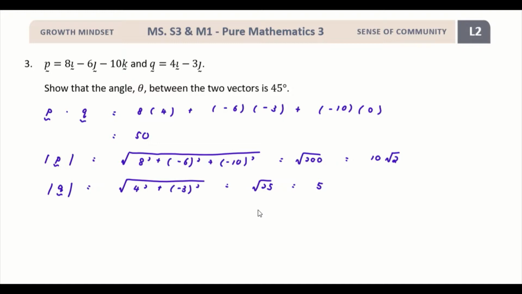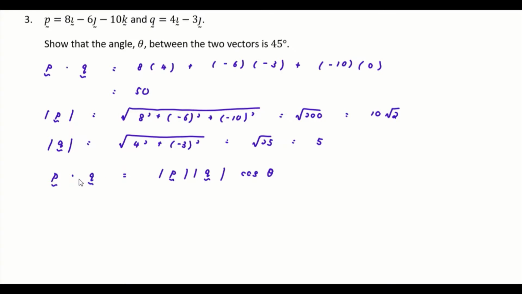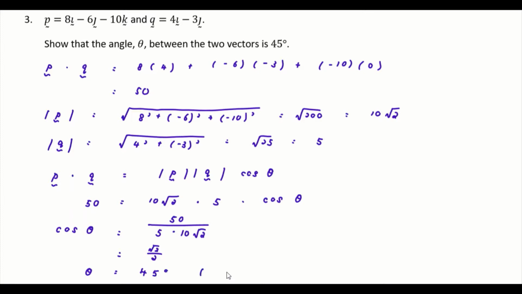Okay, then after that, let's continue. So P·Q should be equal to modulus P multiplied by modulus Q times cos theta, right? The cos theta is what we want to solve in this question. So we have got this answer from here: 50 equals 10 square root 2 times 5 times cos theta. So let's try to rearrange the whole thing. Then cos theta will be equal to 50 divided by 5 times 10 square root 2. Okay, so when I simplify, I'll be able to get square root 2 over 2. So shift cos on your answer, then you will be able to get theta equal to 45. So this is how you show it.